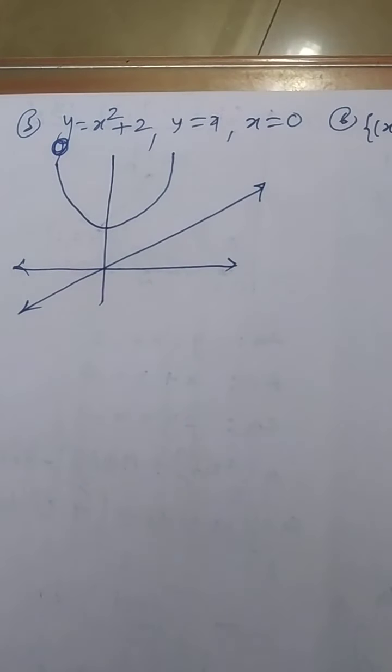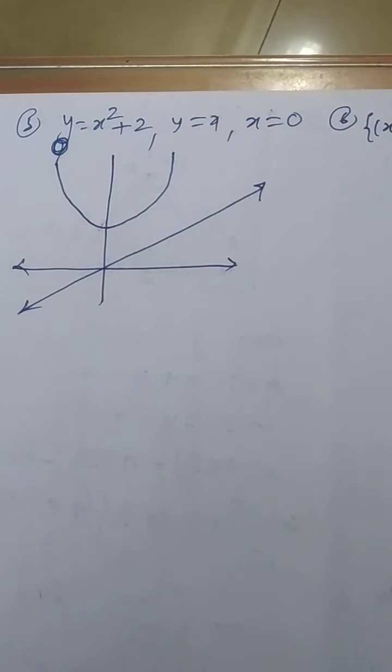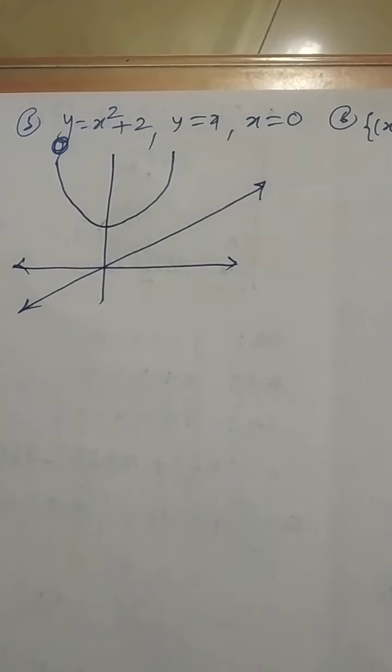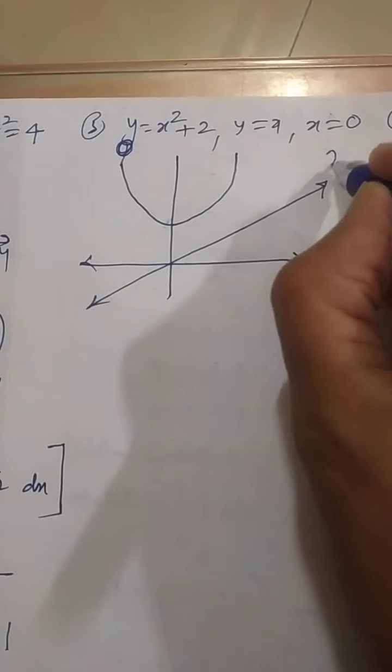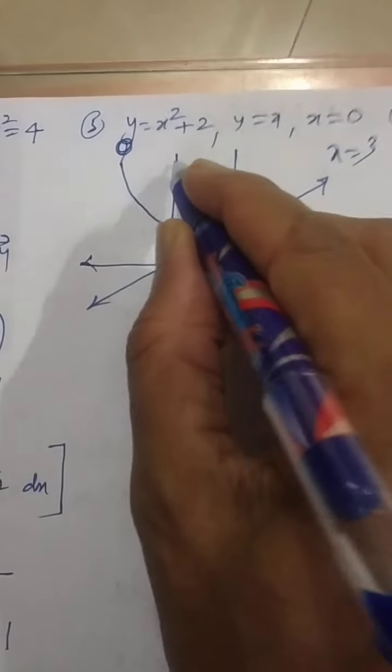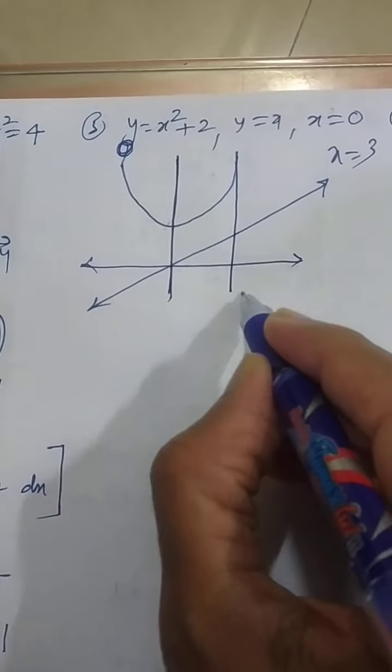X will be equal to 0. X equal to 0 is nothing but the y-axis. Just wait, one more piece of information is required: X is equal to 3. This is one line, and X is equal to 3 is one more line.